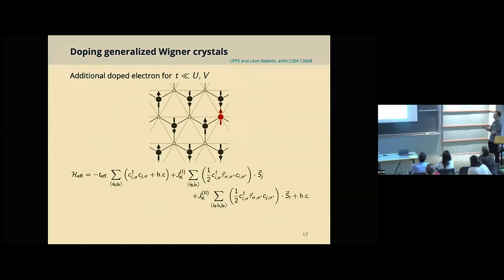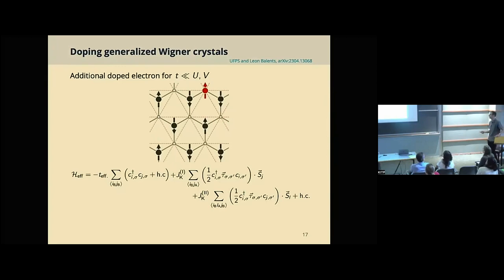And then in addition, there are two further terms which look like Kondo interactions. This second term, J_K2, corresponds to a spin-flip-assisted hopping. By creating a virtual doublon excitation, this electron can move to another sublattice site by flipping its spin, or exchanging its spin with one of the local moments. In addition, we also have this more conventional Kondo interaction where the doped electron exchanges its spin with one of these local moments. So this is the effective Hamiltonian for this electron interacting with the local moments.